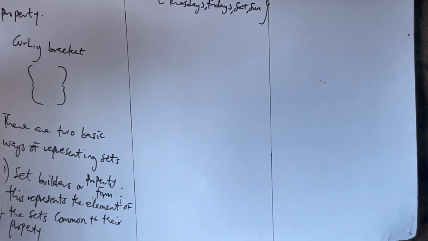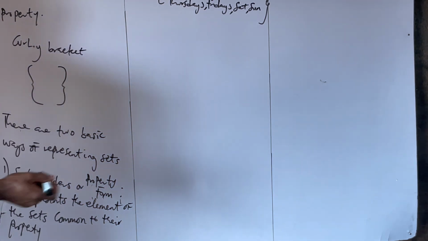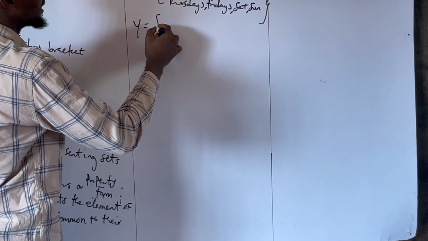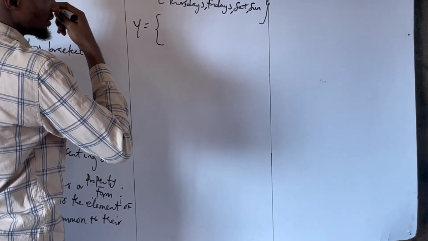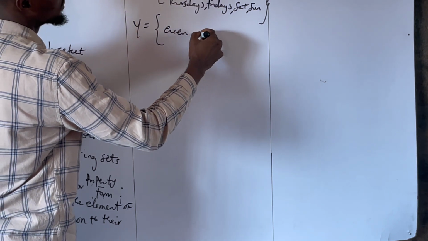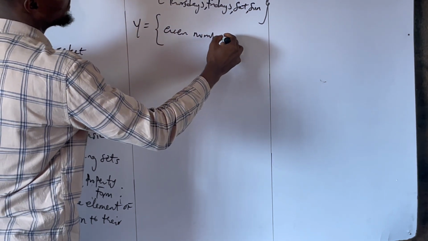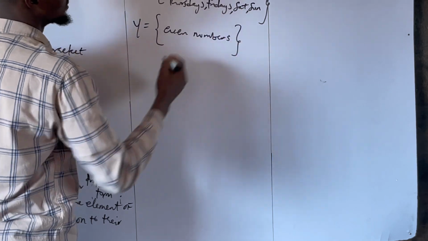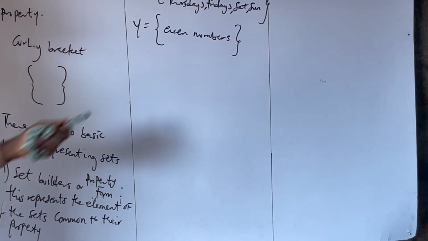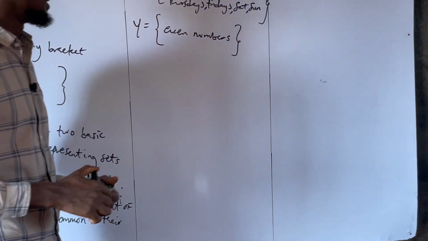Did you understand now? Another thing we can use as an example: you can say y is equal to, open bracket, even numbers. Even numbers. Wait, do you know what even numbers are? What they are, right?